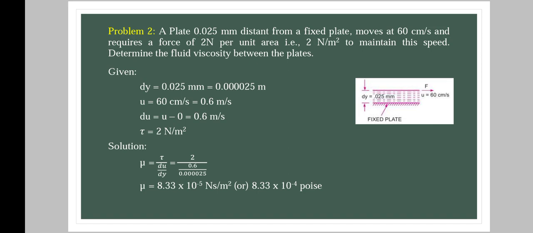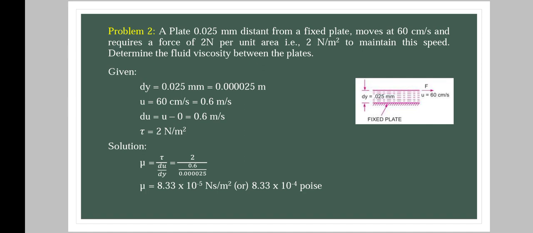From the diagram itself, we understand that dy value will be 0.025 mm and u will be 60 centimeter per second, and it is a fixed plate. The water will be moving inside it. So these are the given data based on the problem. dy is equal to 0.025 mm, so convert it into meter. 1 meter is equal to 10 power 3 mm, so 1 mm is equal to 10 power minus 3 meter.